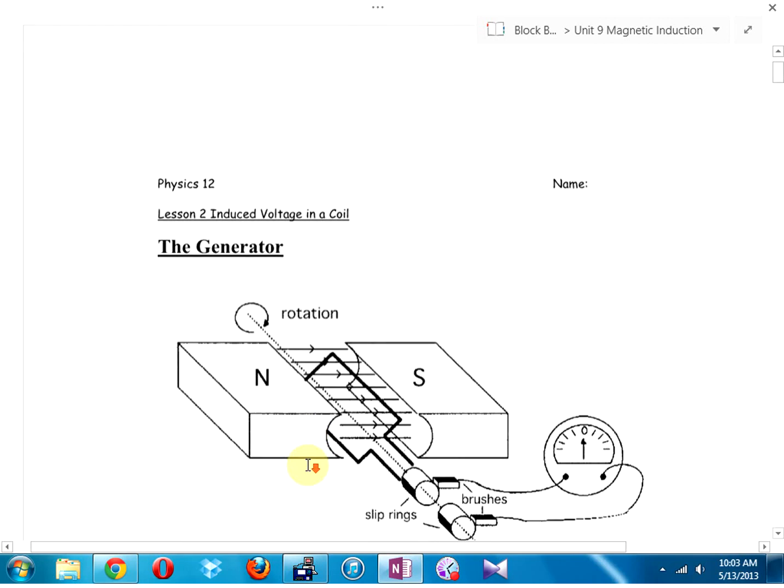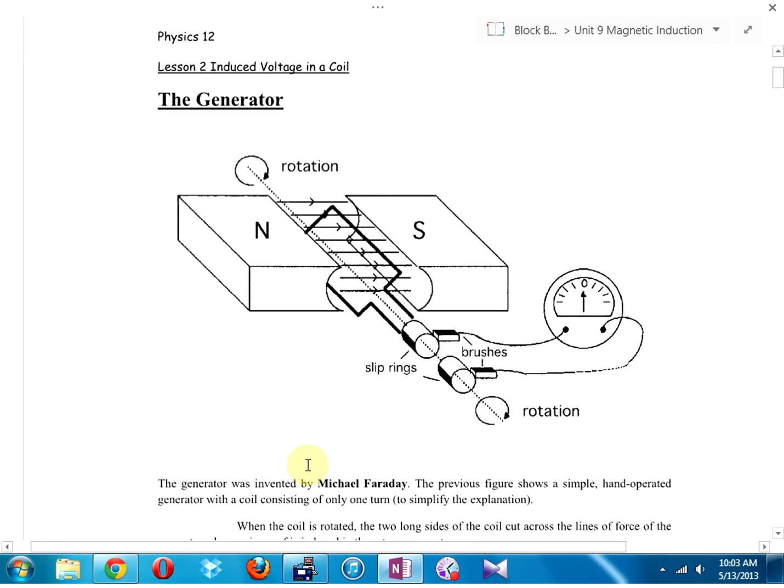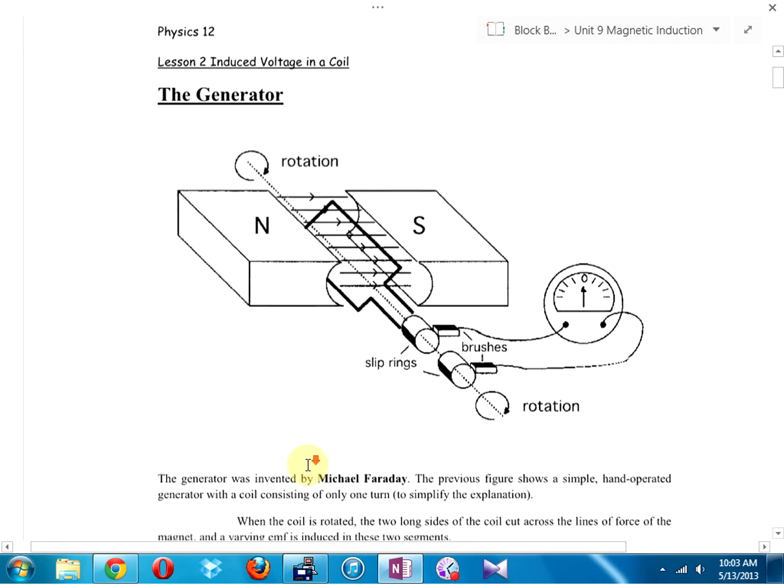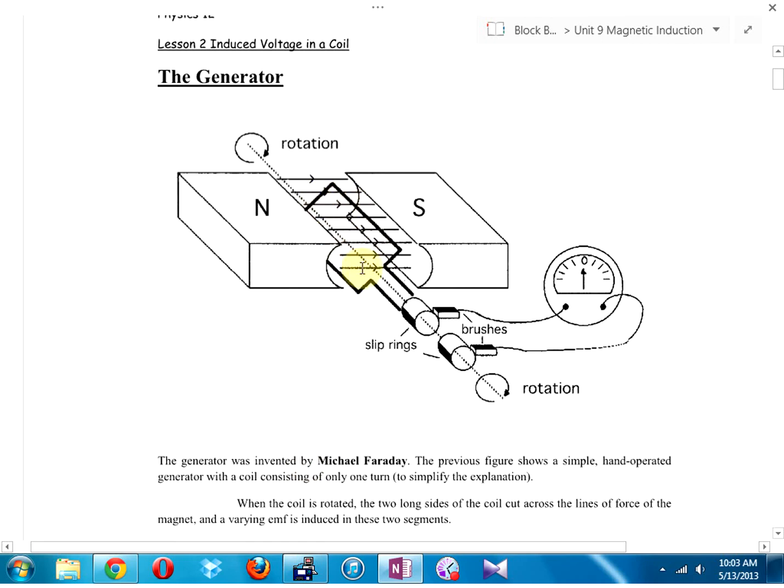So here is a picture of a standard generator, a very simplified generator. We have an armature, a coil. We have a permanent magnetic field, in this case pointing to the right. And we are rotating it clockwise. And we've hooked up a voltmeter to it to try and get an idea of what's going on.